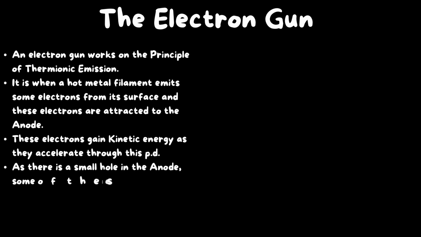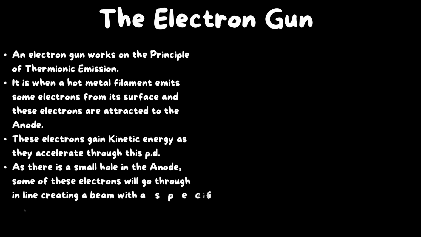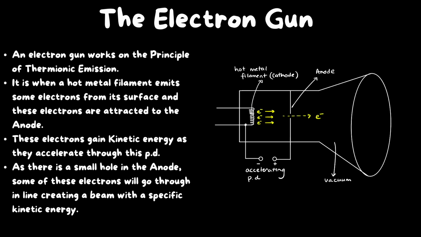And if there is a small hole in the anode, some of these electrons will go through in line, creating a beam with a specific kinetic energy. So let's have a look at this diagram real quick.